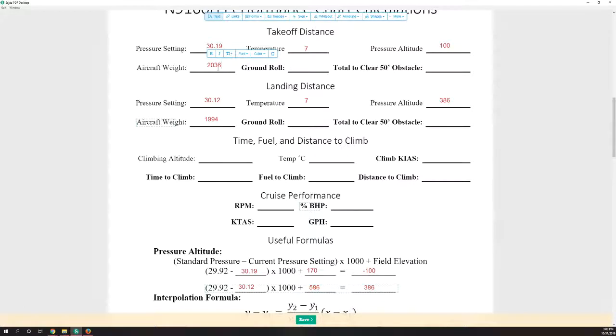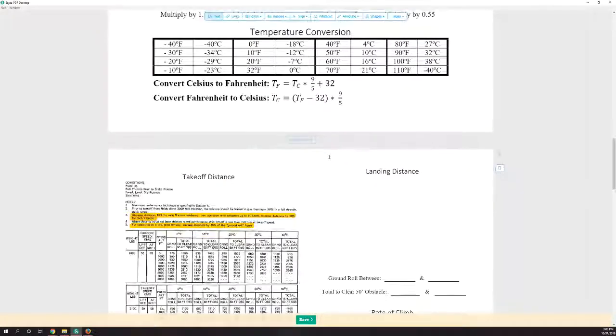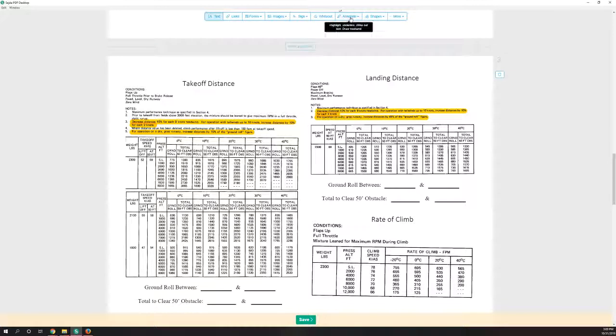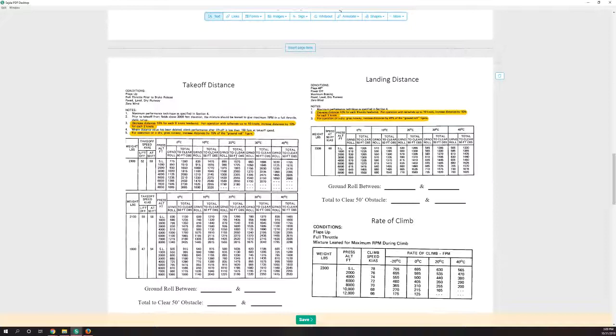So aircraft weight, 2,036, pressure altitude, negative 100, temperature 7. If we go to the next page on the document, here are our options for this. Takeoff distance is assuming certain conditions, and we have decreased distances 10% for each 9 knots of headwind. For operations with tailwinds up to 10 knots, increase distances by 10% for each 2 knots. Where distance has been deleted, climb performance cannot be done, and for operations on dry grass runways, we'd have increased distances by 15% of the ground roll figure.